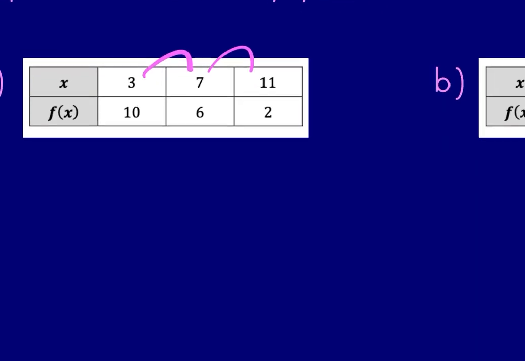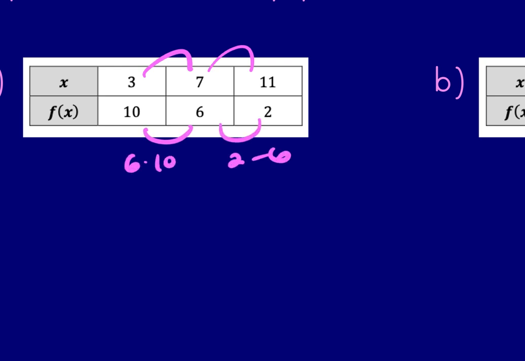So now look at your y values. Is the difference the same? 6 minus 10 and 2 minus 6? Yeah, they're both negative 4. So this is linear.